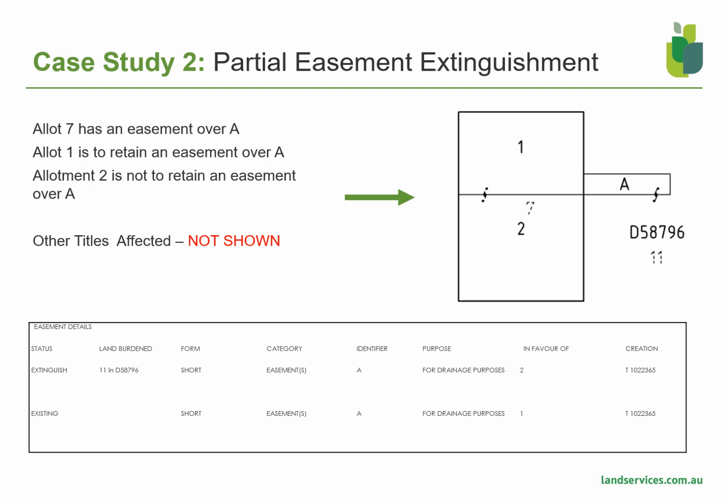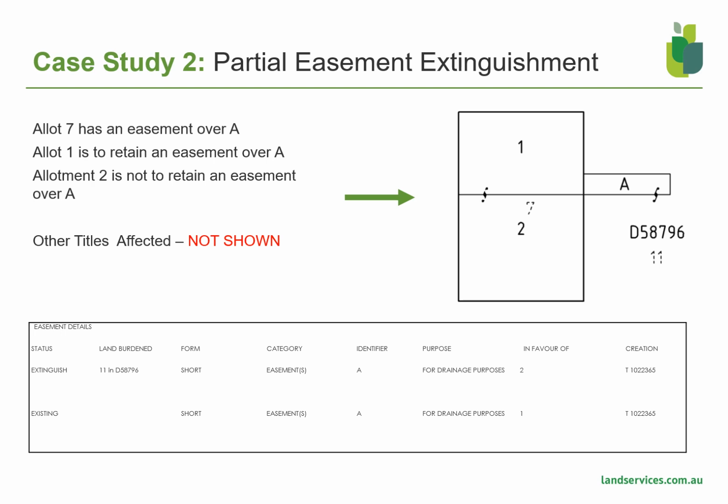In this case study, allotment 7 still has an existing easement over the land marked A. Allotment 2 does not require the easement. Allotment 1 is to retain the easement. As this is a partial extinguishment of the easement, no title is shown in the other titles affected panel.